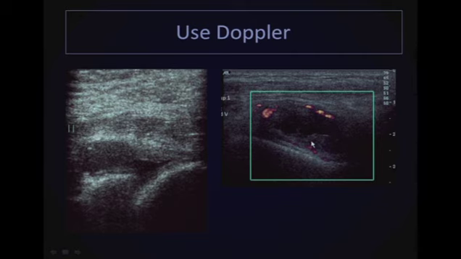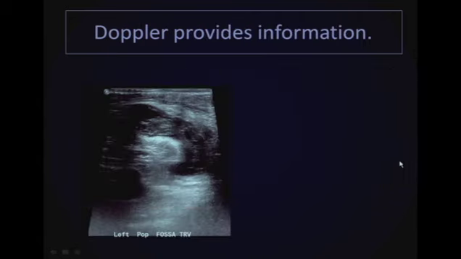Also, you want to know, are you looking at blood versus tissue? So here in this distended joint that has complex echoes within the capsule, we can say that we are looking at debris and thickened tissues at the same time, and also guide the needle to the right location.